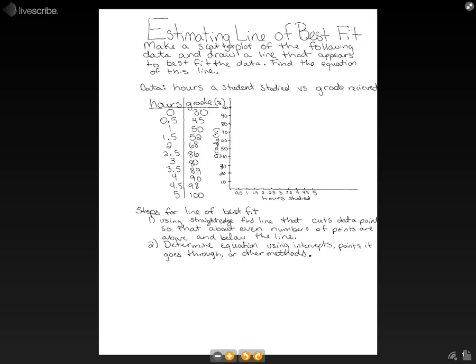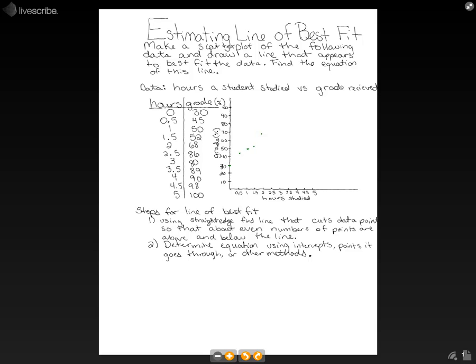So the data we have is the hours the students studied versus their grade received for a test. When we have 0 hours, we got a 30%. When we had 0.5 hours of studying, we got a 45. When we had 1 hour of studying, we had a 50. When we had 1.5 hours of studying, we got a 52. When we had 2 hours of studying, we got a 68.